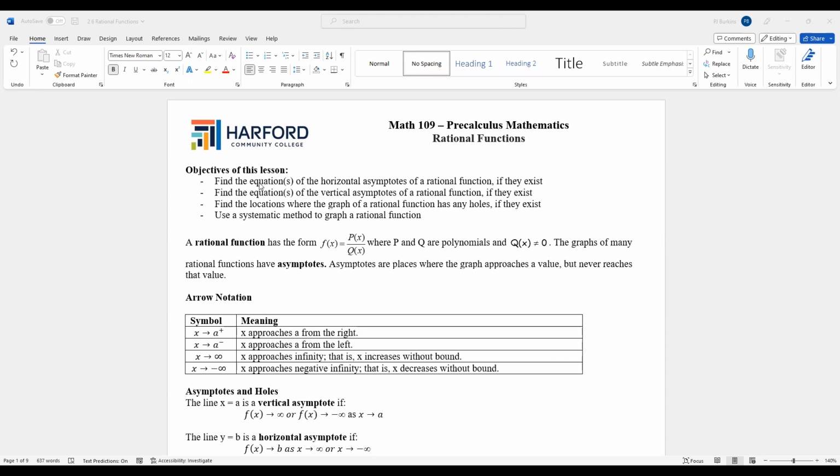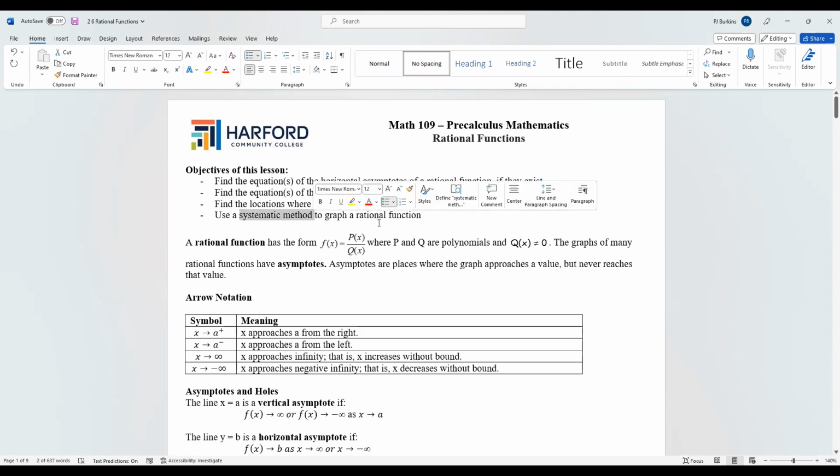So in this section, we're going to learn about the equation's horizontal asymptotes. We're going to look at vertical asymptotes, find locations where there are holes, and basically come up with a systematic method to graph a rational function using all of the above.